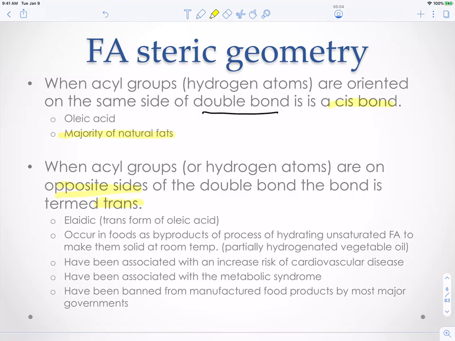And they're developed as byproducts of the process of hydrogenating unsaturated fatty acids to make them more solid at room temperature. They've been associated with an increased risk of cardiovascular disease and metabolic syndromes, and so they have been banned by most governments in manufactured foods.